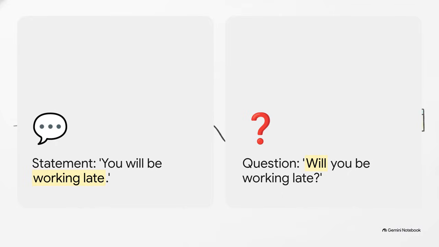Let's actually see that formula in action. Take a look at this statement. You will be working late. It's just a standard fact, right? But by taking that word will and bumping it to the very beginning of the sentence, right before the subject, you effortlessly flip the script. Suddenly you've got your question. Will you be working late? It's literally just a tiny physical shift in the sentence, but it completely changes its function.